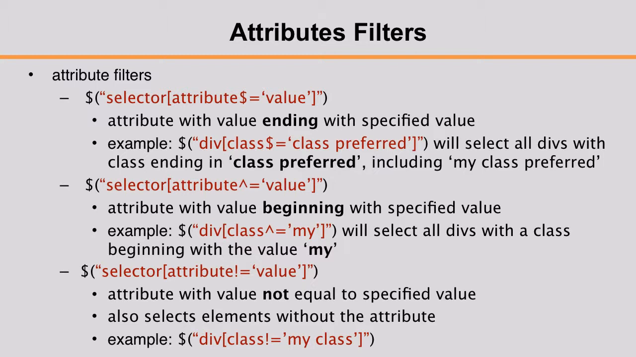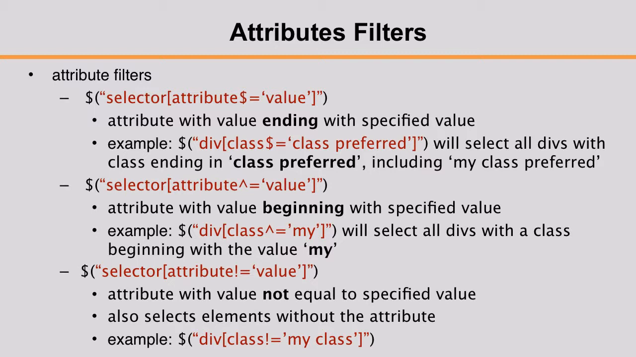An attribute filter with a circumflex sign plus an equal sign preceding a value will select all elements in the selector that have the specified attribute that begins with the value. For example, div attribute class circumflex equals my will select all the divs with the class name beginning with my, including my class preferred. The last attribute example we will look at is the not attribute filter.